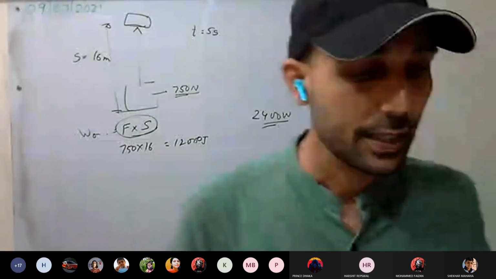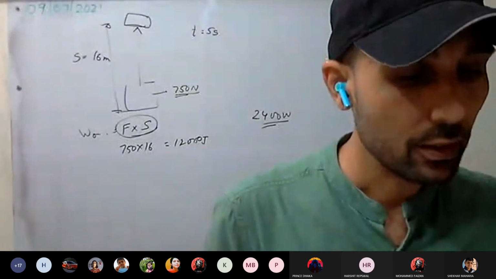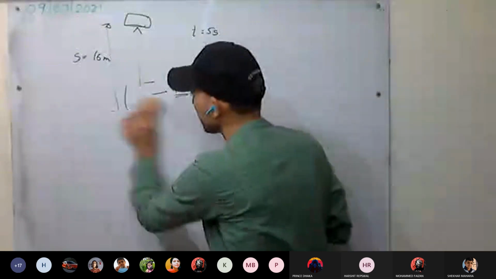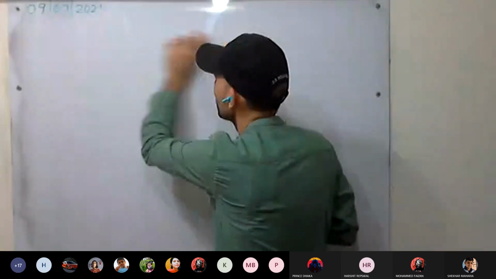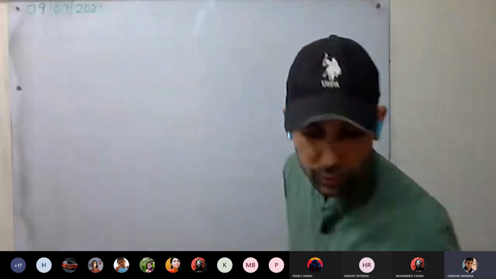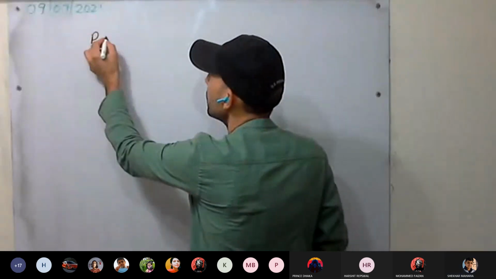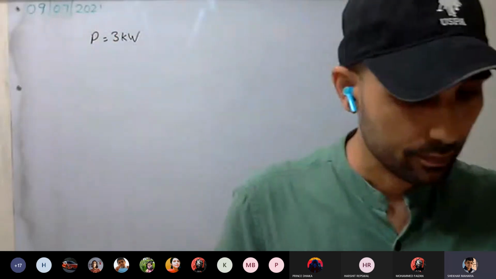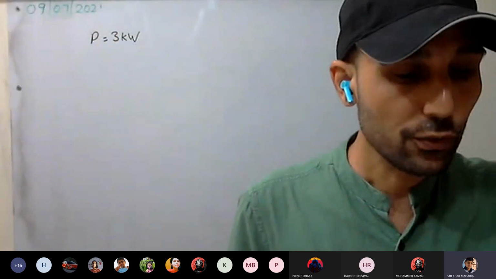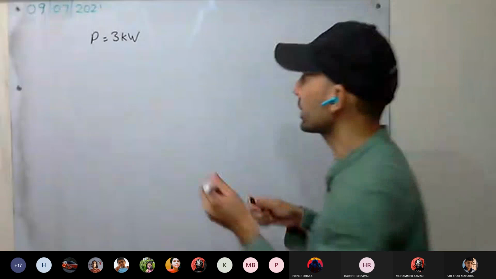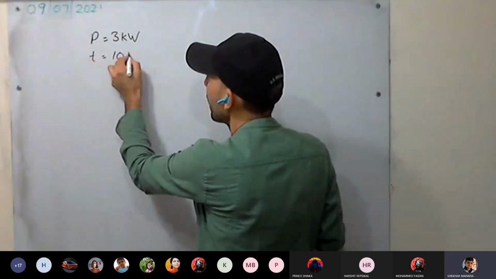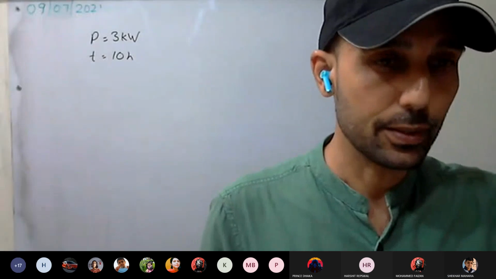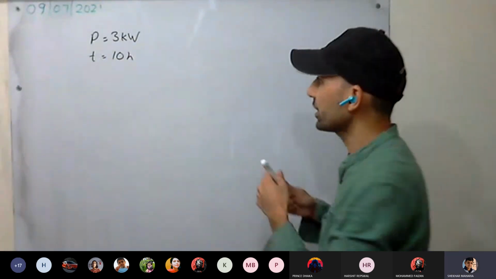Sixth one: an electric heater of power 3 kilowatt. This time power is given, 3 kilowatt. So power equals 3 kilowatt. Time is given, 10 hours, used for 10 hours. We have to calculate how much energy it consumes.